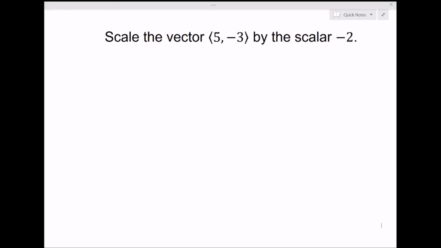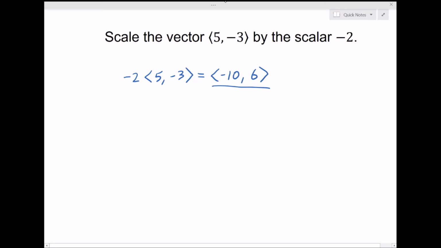I would just caution you in working with negative numbers. So we have scale the vector 5 comma negative 3 by the scalar negative 2. We have negative 2 times 5 negative 3. And you know, you've dealt with this before. Just be careful with the negative signs. Negative 2 times positive 5 is negative 10. And then negative 2 times negative 3 would be positive 6. There's our final vector.